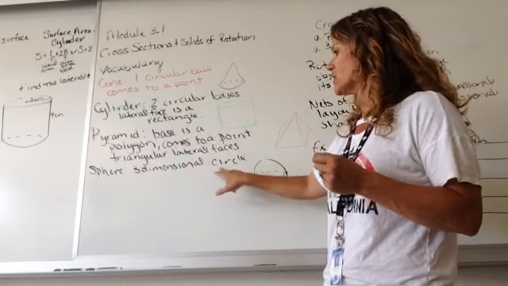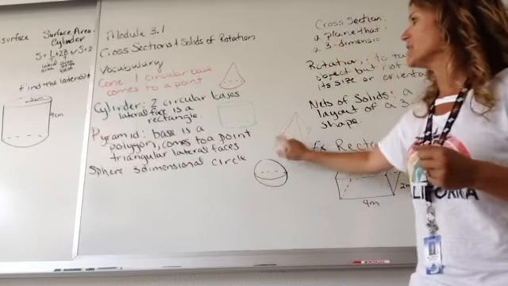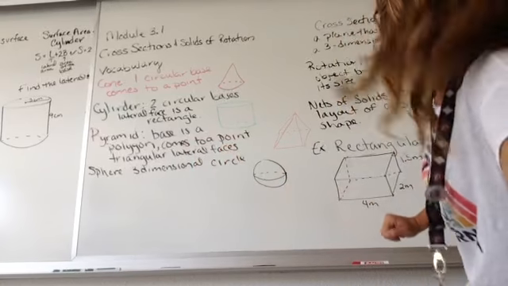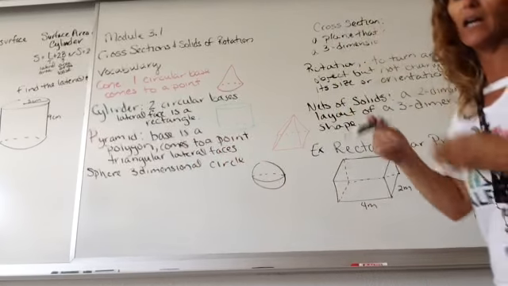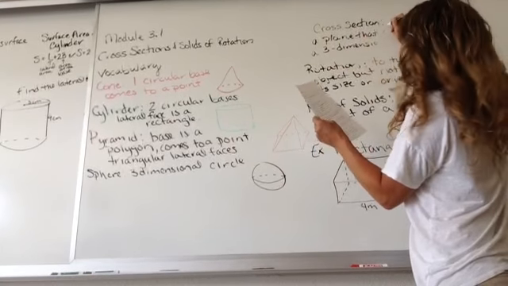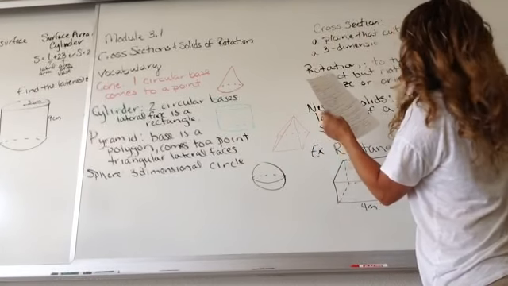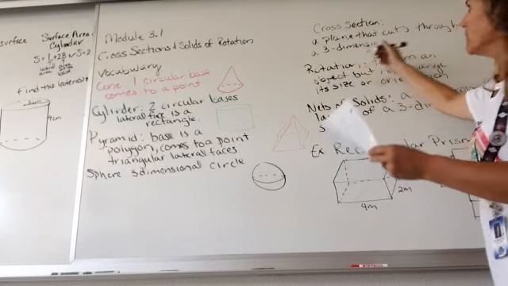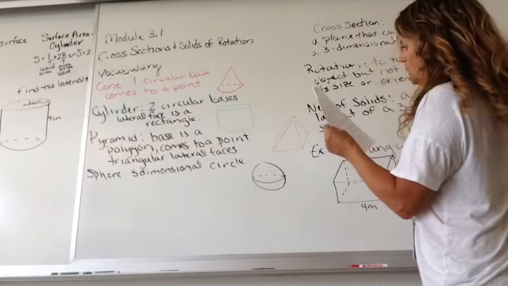We have a sphere, which is a three-dimensional circle, and we have some examples of them. Please take a moment, write down that vocabulary. We also have some other vocabulary here. Cross-section, a plane that cuts through a three-dimensional shape.